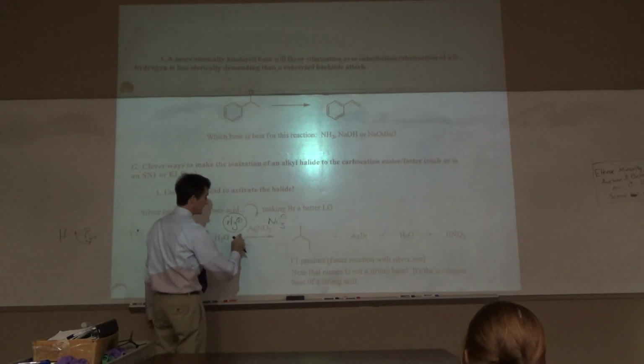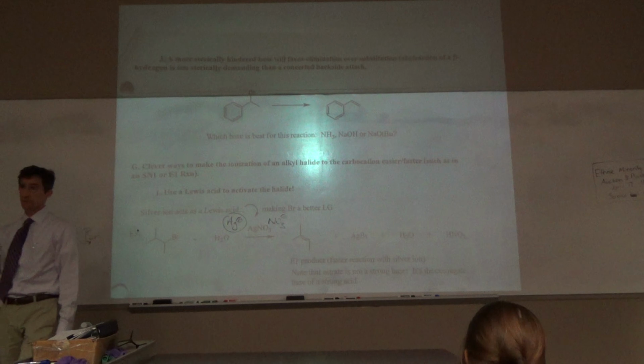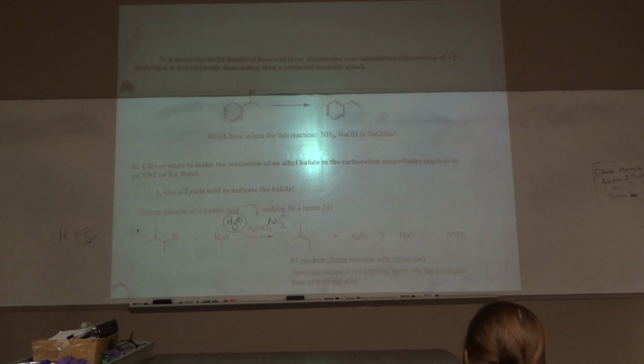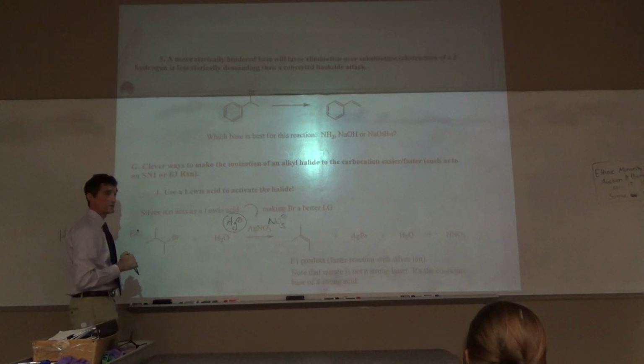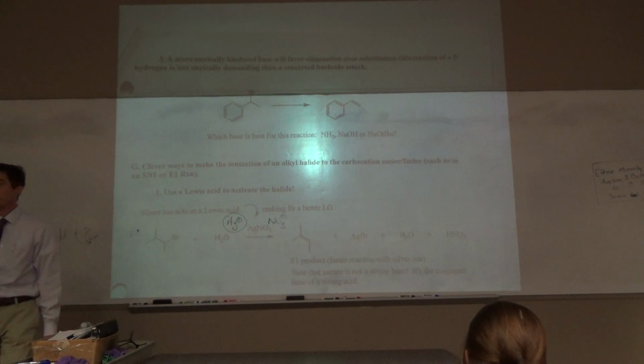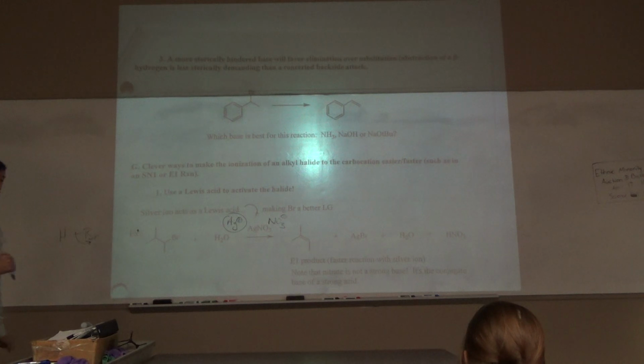The reason it's nitrate is because in Gen Chem you learned that most silver compounds are insoluble. Silver bromide, soluble in water? No. Hopefully you learned some solubility rules. Silver halides, lead halides, not soluble in water.